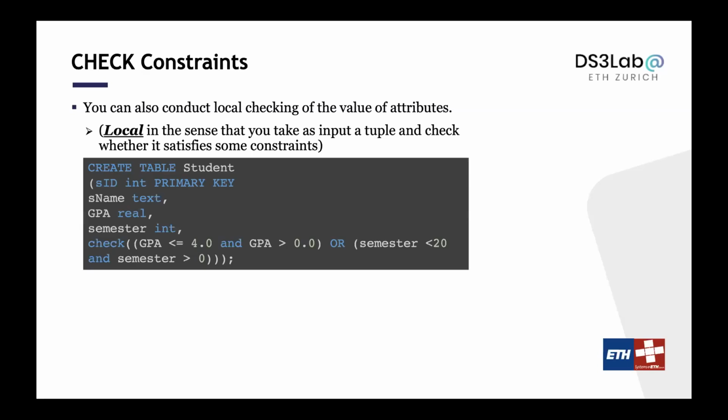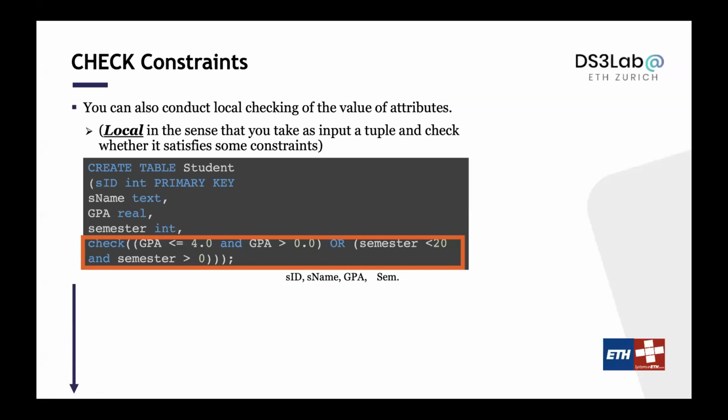Okay, so here's just one example. Assuming I have the student table, I have student ID, the name, the GPA, the semester, right? And then I can put a check constraint like this and put a condition here. Essentially, I say, whatever data I put in the database, I want to make sure the following thing is true. That is, the GPA is always between 0 and 4, in the American system, I think. Or the semester is smaller than 20 and larger than 0, whatever condition you put here. As long as they are local to each tuple, it is okay.